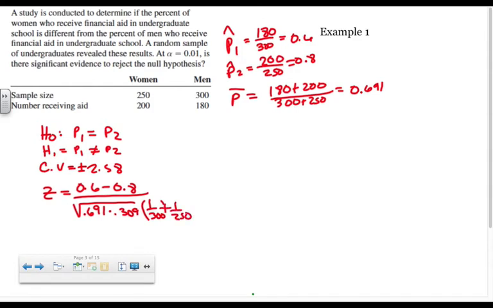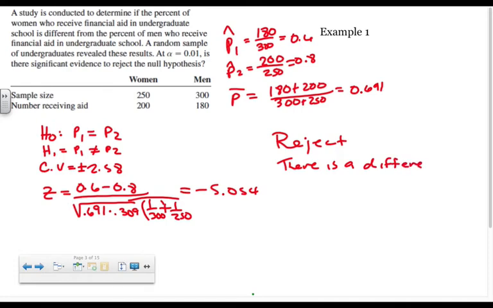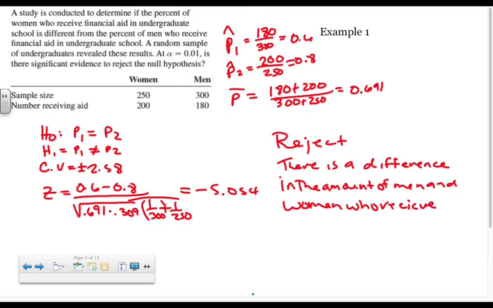So huge formula. Be careful on the calculators. I end up with negative 5.054. So I can definitely reject, which means I can say there is a difference between the amount of aid that women receive and the amount of aid that men receive. So again, make sure that your conclusions are sound.